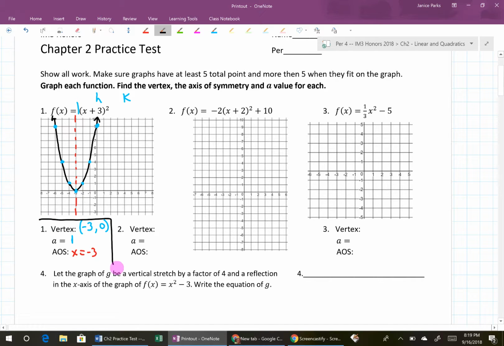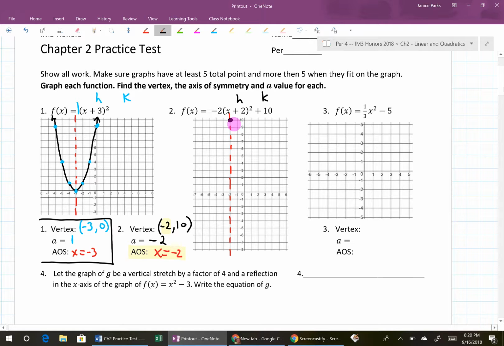For number 2, the vertex is also h, k. So in this case, the vertex is -2, 10. This has an a value of -2, and the h is also your axis of symmetry. So that will be x equals -2. So x equals -2 is your axis of symmetry. The vertex is -2, 10.